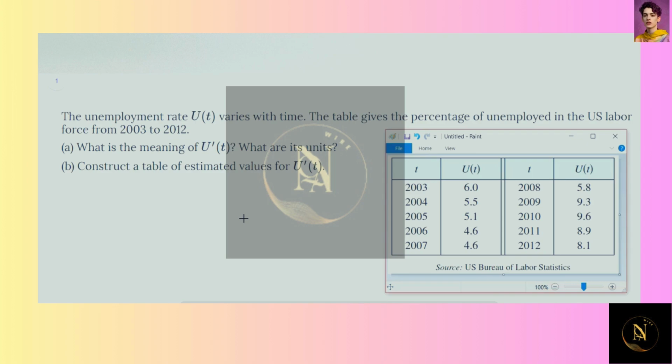What are its units? So here we see the unemployment rate in percent of people unemployed with respect to the full population. That's the U. And we have that data for every year from 2003 to 2012. U prime of t would be the derivative of u with respect to time, so to year, and therefore u prime of t represents the change in the unemployment rate per year, and its units are percent of people unemployed per year.